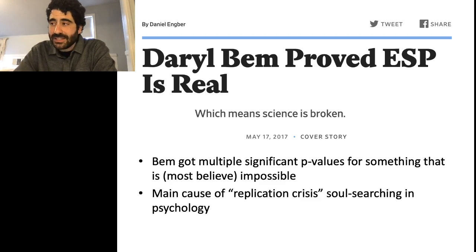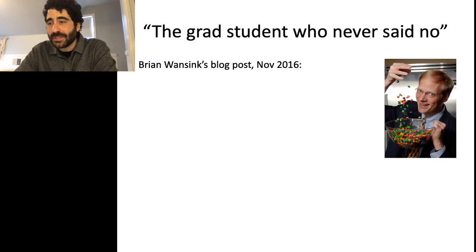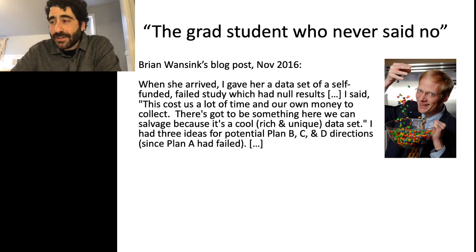Another piece of this controversy, which is a separate group, is this researcher named Brian Wansink, who is a food science researcher who was quite famous. And in November 2016, he posted a blog post, which was titled "The Grad Student Who Never Said No." The intent of this blog post was to praise one of his graduate students for all the hard work that she had done. And the blog post talked about things like, when she arrived, I gave her a data set full of this study that had null results. And I said, this cost us a lot of time and our own money. There has to be something we could salvage here.